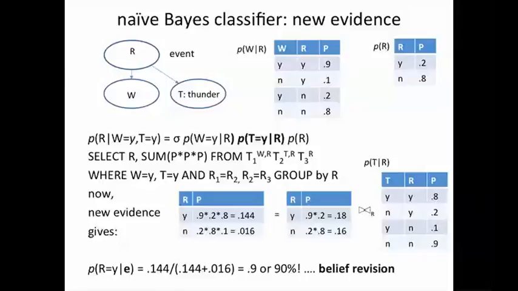In classical logic, once you asserted that, say, rain occurs or doesn't occur, you can't change your belief. But in probabilistic reasoning, belief can be revised. It's very important.